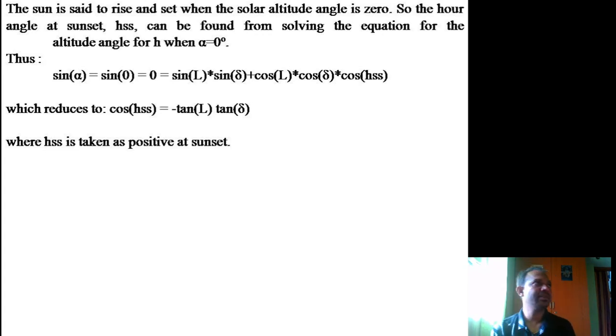We have already discussed this while defining the hour angle. During the morning times we take it as negative, and in the afternoon times we take it as positive. That means from morning sunrise till noon we take the hour angle as negative, and from noon till the sunset we consider the HSS, that is the hour angle, as positive at sunset.